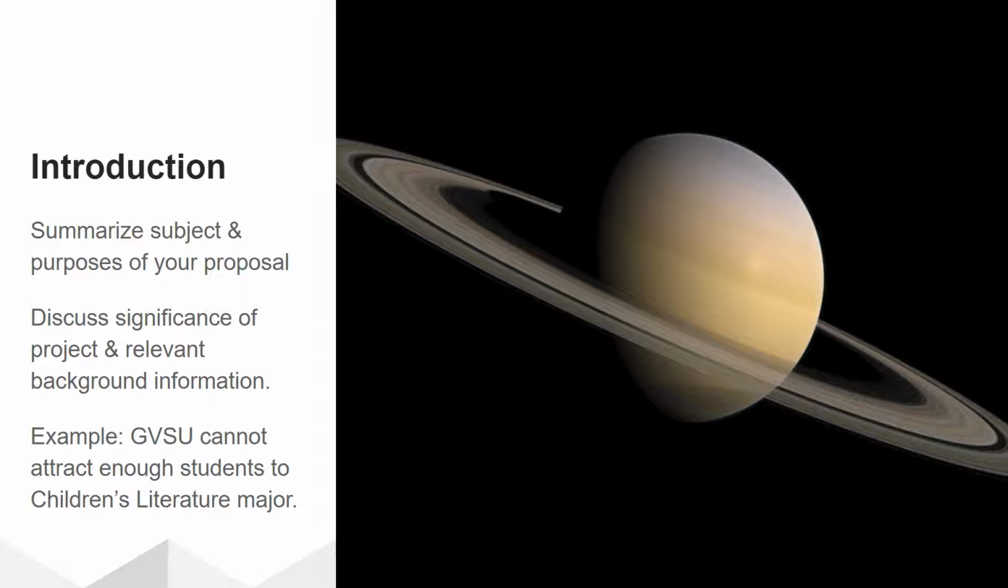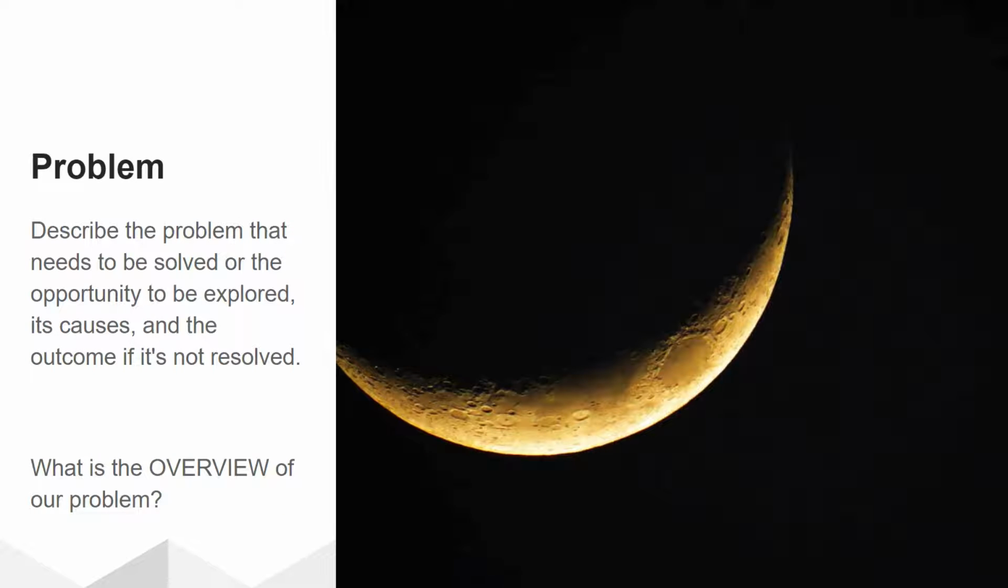So my example for this, if I was writing about a problem Grand Valley is having, is that they can't attract enough students to their children's lit major, right? So we have to understand the depth of that problem, what's at stake, who it matters to, things like that. So that's the extended example I'll be using throughout the rest of these slides. So we need to describe the problem to make it very clear, right? That needs to be solved, the opportunity, what happens if it's not going to be solved.